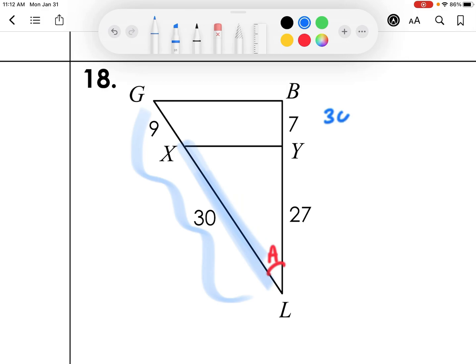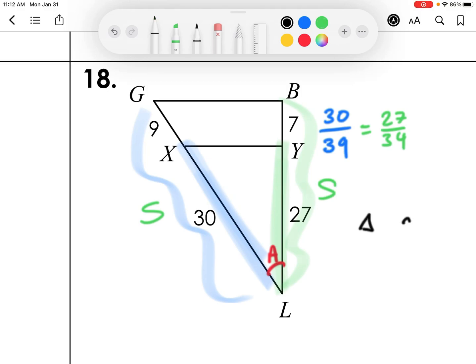We're going to write 30 to 39. And then on the other side, we have a 27 matching up with the whole thing. So 27 with 34. Go ahead and divide those to see if those two sides are in proportion for our SAS. If they are, then we do have similarity, and you can write your similarity statement with the two triangles.